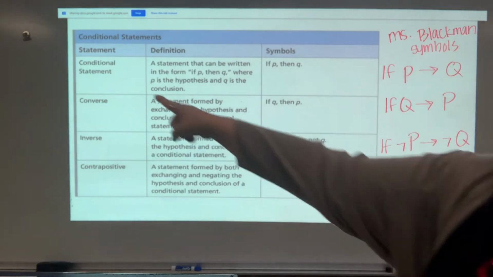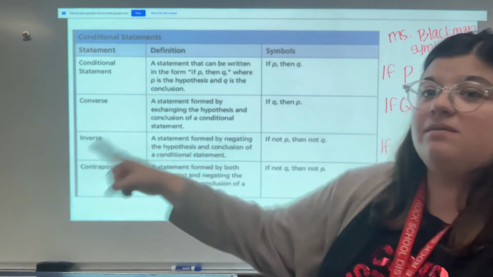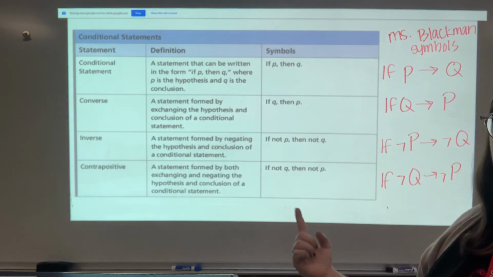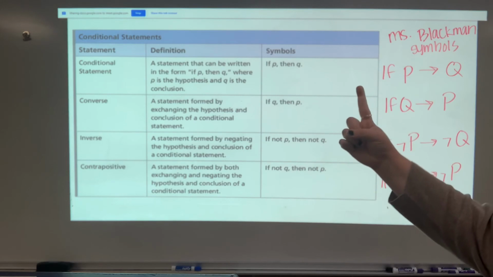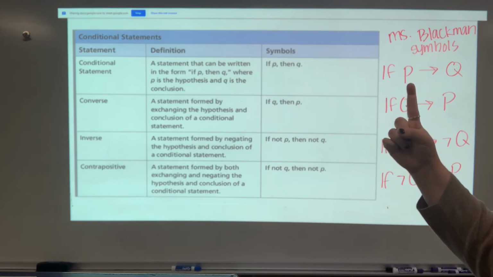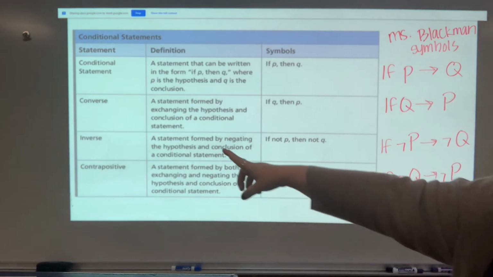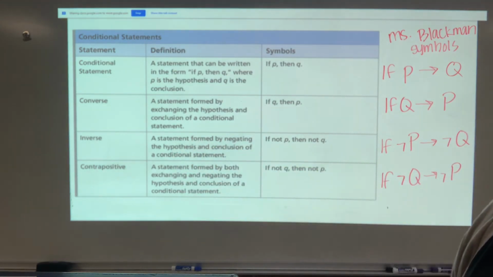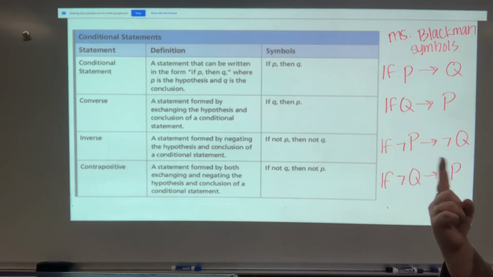I want you to have some form of this chart. Maybe you get the statement name and the symbols, or you get the statement name and the shorthand version of it. Somehow have these written down in your notes, because if I give you a conditional statement, let's say, if Miss Blackman likes ice cream, then it's chocolate, then I would ask you, what's the inverse of that statement? You would say, if Miss Blackman doesn't like ice cream, then it's probably not chocolate.